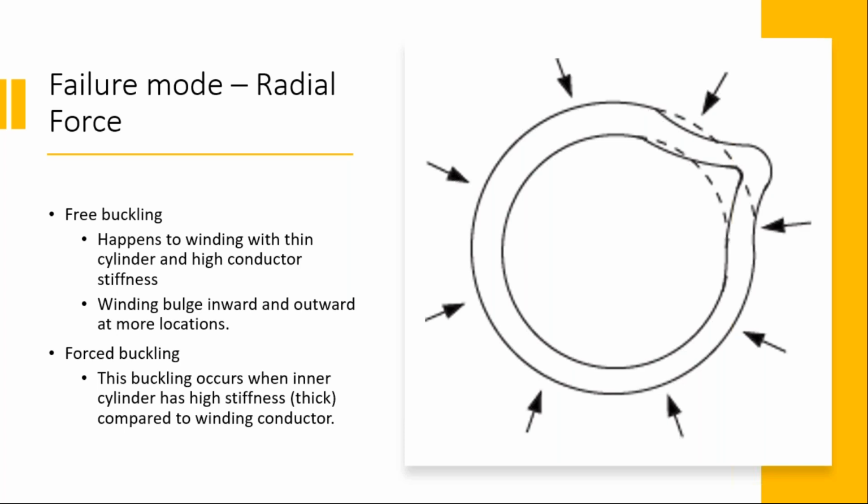And forced buckling happens when we have an inner cylinder of higher thickness compared to the winding conductor strength. This is normally applicable to smaller transformers in the distribution range, where the inner cylinder is supported and it is thick.